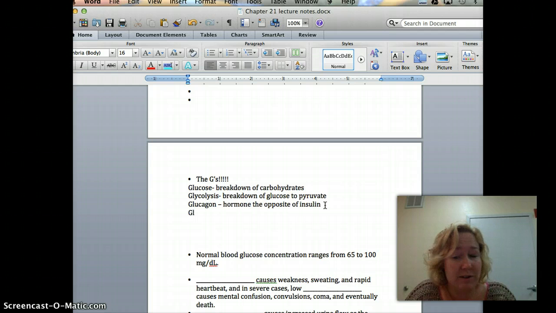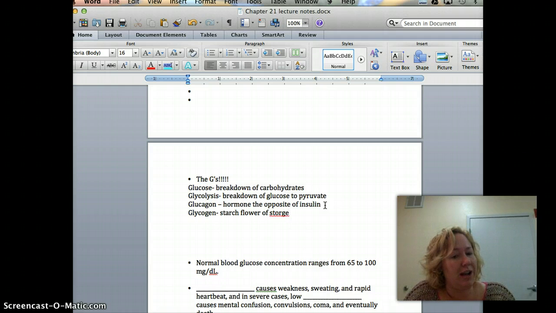Do you see? Are you seeing how this is a mess right now? Breaks down glycogen. I'm not even kidding. Glycogen. I'm calling it the starch flour. Starch flour of storage. How did the glycogen get there? I'll tell you. Guess what? It starts with the G.